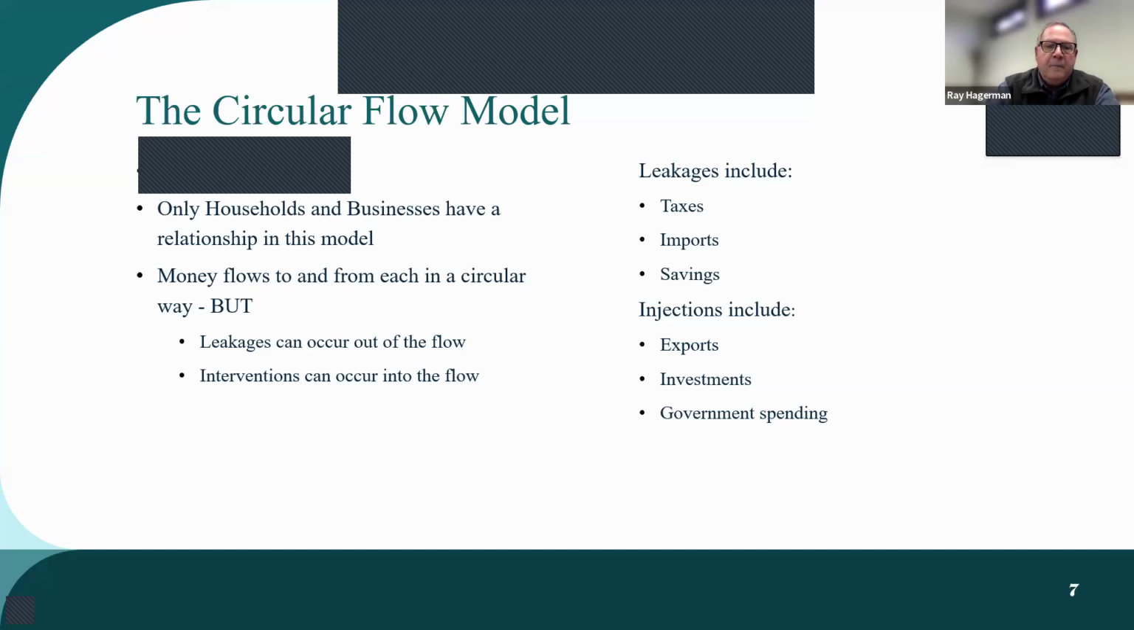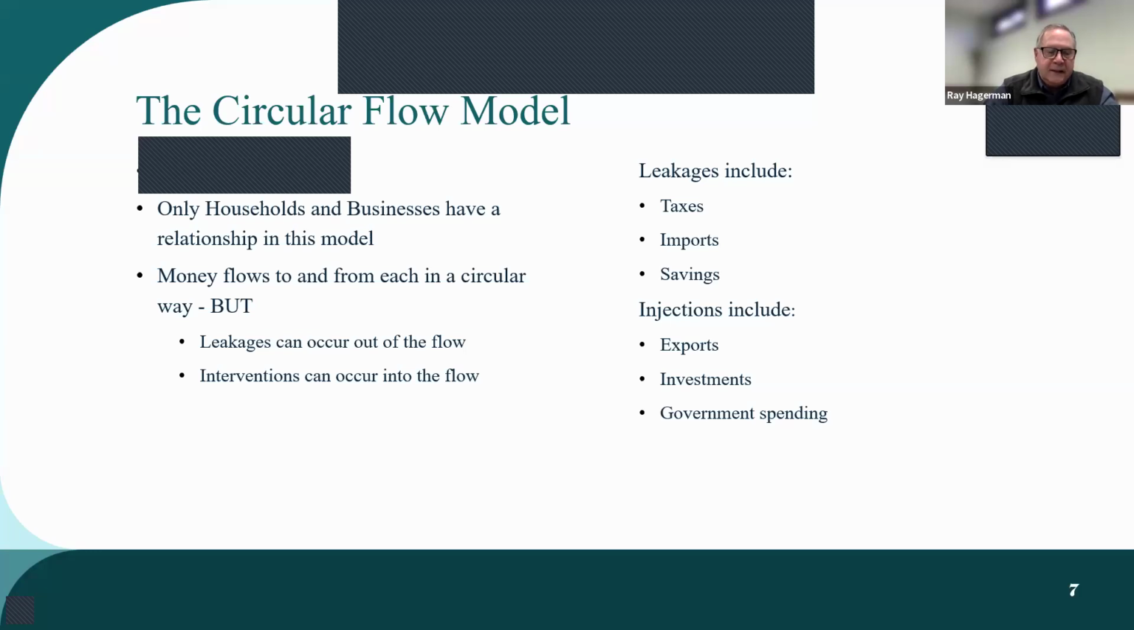Okay. However, it's a very simple model. And so, all other things being equal, it's always going to be just perfect. But that's not the case. There is no such perfect world in a circular flow model. It's a way of explaining things, but it's not perfect. But what we find is that there can be leakages that come out of that flow model.